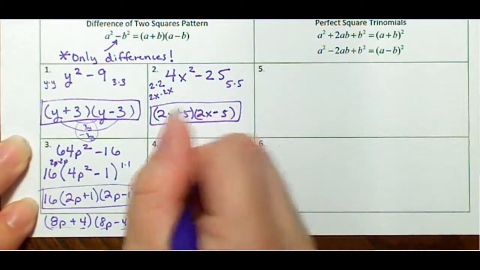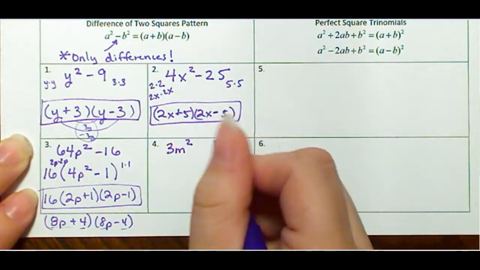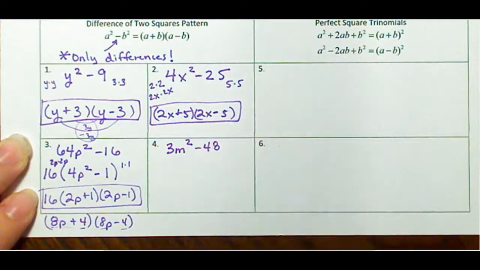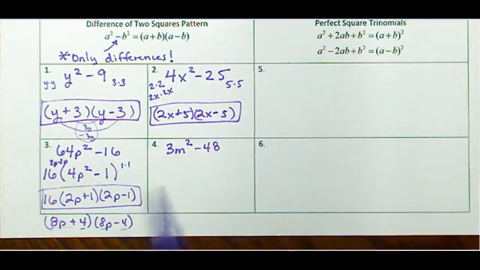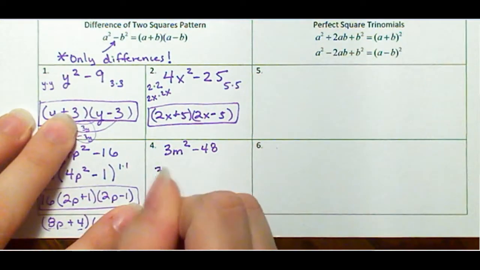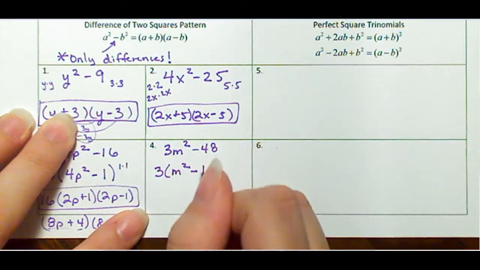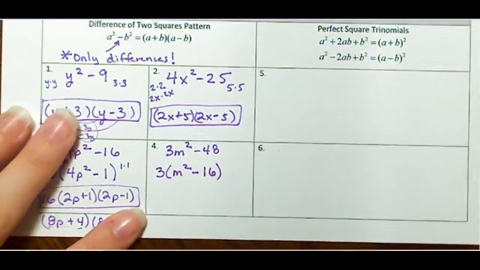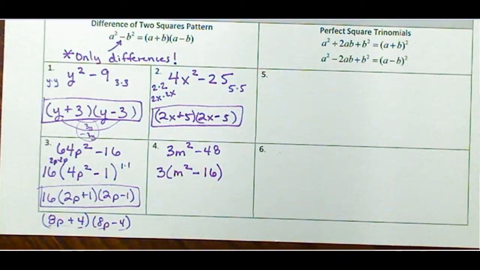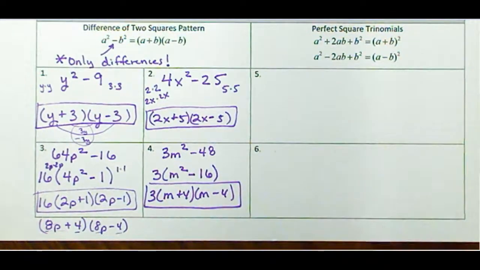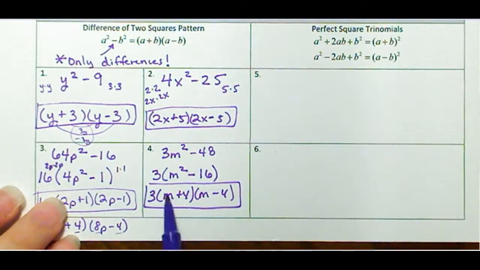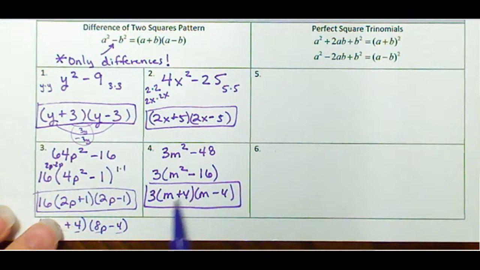Okay, so number 4, 3m squared minus 48. I'm sure the first thing you're thinking is, hey, those aren't perfect squares. And you are right, 3 and 48 are not perfect squares. But they do have a greatest common factor. In this case, the greatest common factor is 3. And that leaves us with 3 times m squared minus 16. I want you to go ahead and finish factoring that one, and when you're ready, turn the video on. Alright, so here's our answer. 3 times m plus 4 times m minus 4. And again, checking, 4m minus 4m is 0 m's. Okay, so these are conjugates.